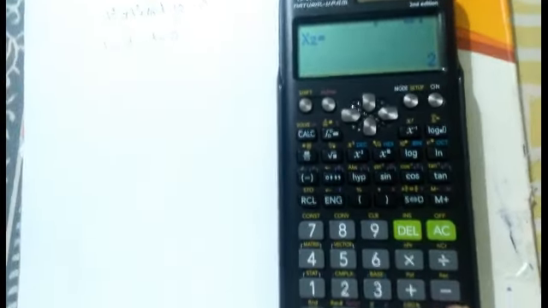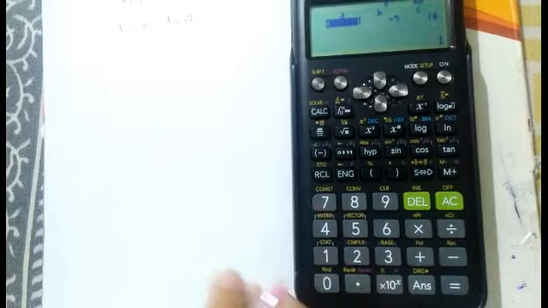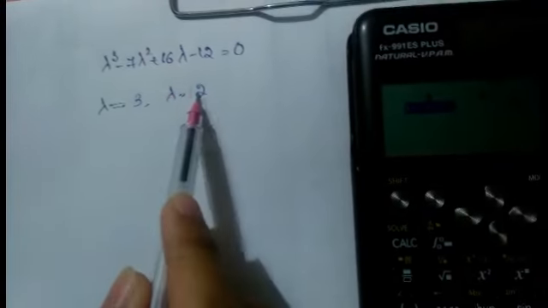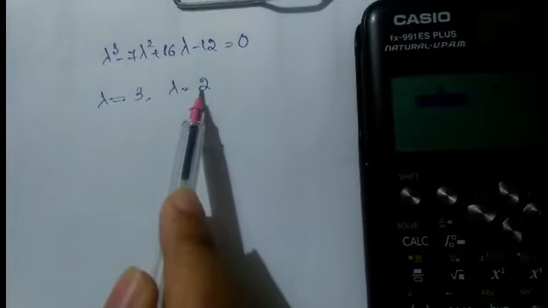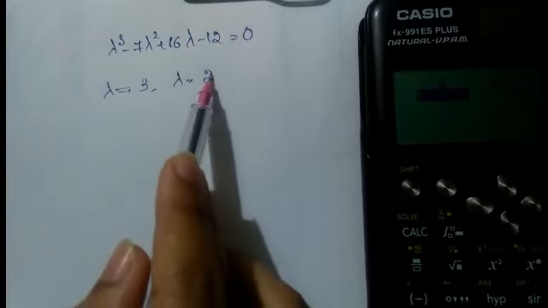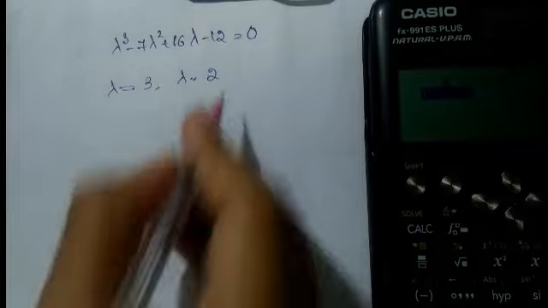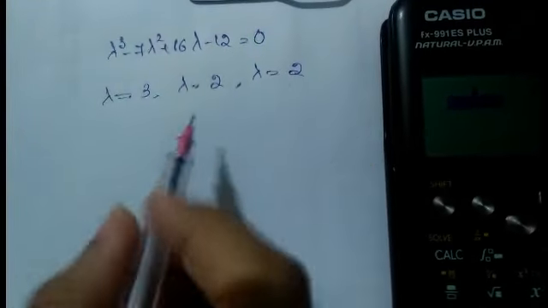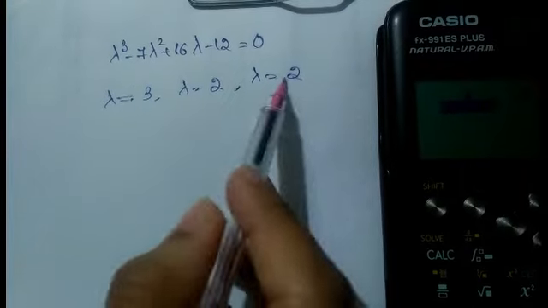So when again we click on equals to, it comes back to the equation. Here we need to get 3 solutions for this equation, as this is a cubic equation. So we got only 2 values as 3 and 2. So we had to take the last value which we got as a repeated one. So here the repeated value is 2 and the eigenvalues are 3, 2, 2.